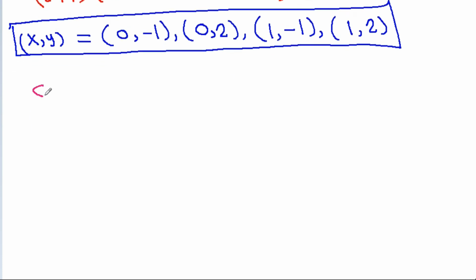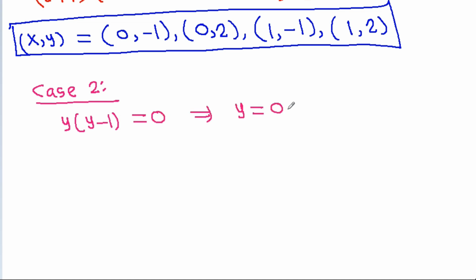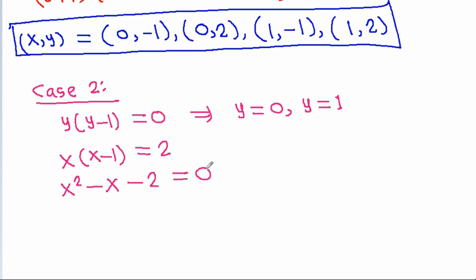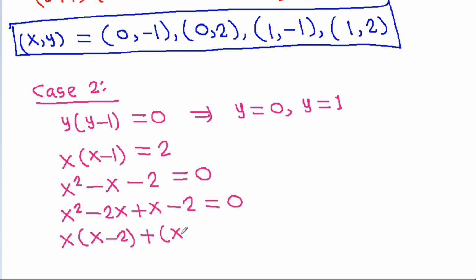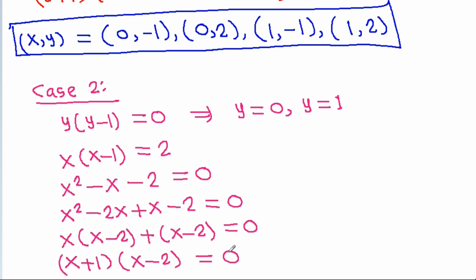And case 2, if y times y minus 1 is 0, then y will be equal to 0 and y will be equal to 1, and x times x minus 1 is 2, then it is x square minus x minus 2 is equal to 0, and it is x square minus 2x plus x minus 2 is equal to 0, and x times x minus 2 plus x minus 2 is equal to 0, and it is x plus 1 times x minus 2 is equal to 0.